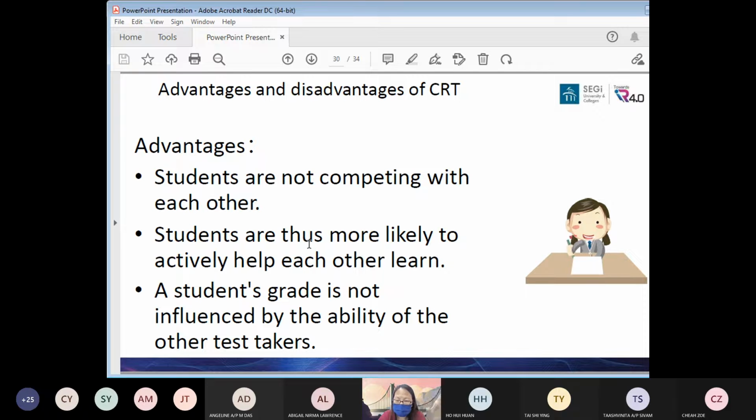Students are not comparing with each other, you're comparing to your criteria. Students are thus more likely to actively help each other because you're not comparing with each other, you're comparing with the rubrics, how you can do. So you don't mind helping each other, that's what it says. And I hope you don't mind, okay? A student's grade is not influenced by the ability of other people, okay? It's based on the criteria, the rubrics given to you.